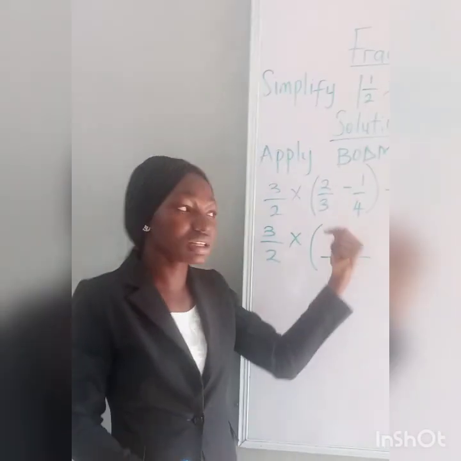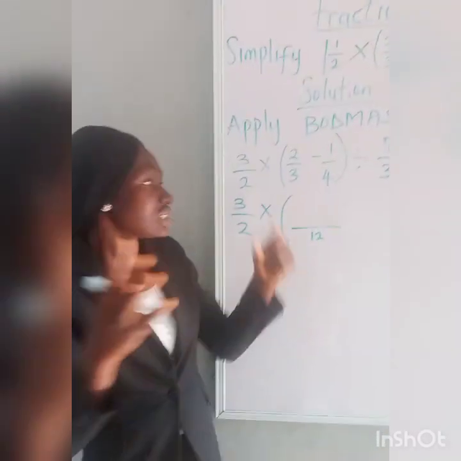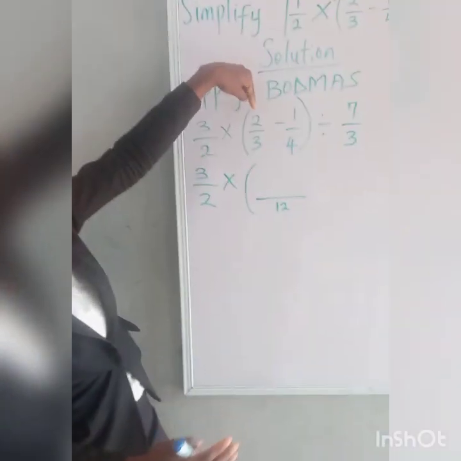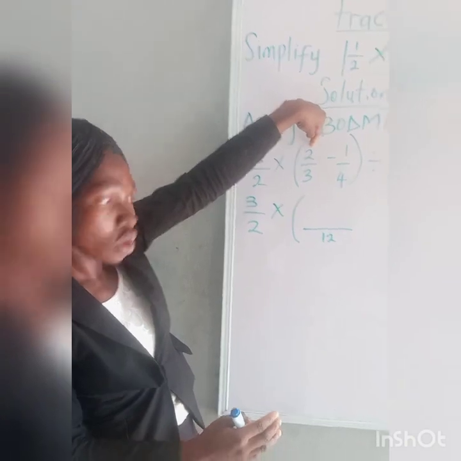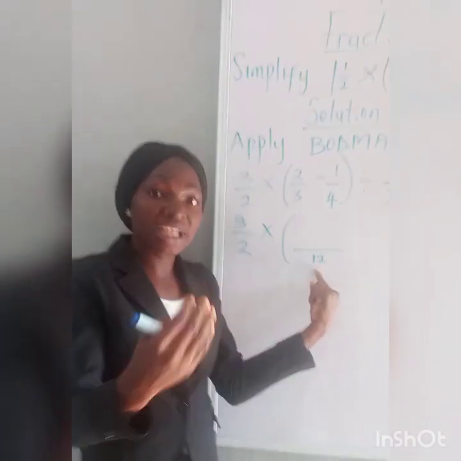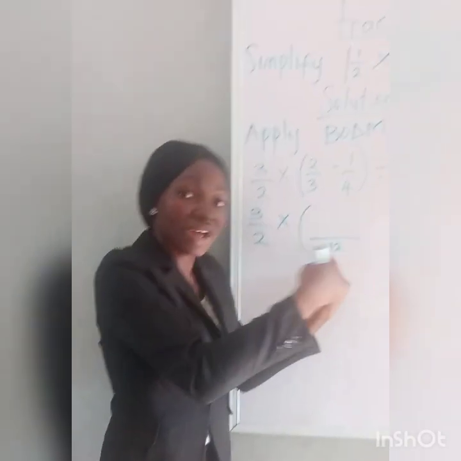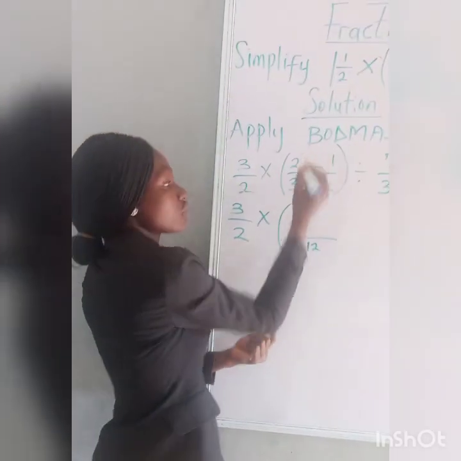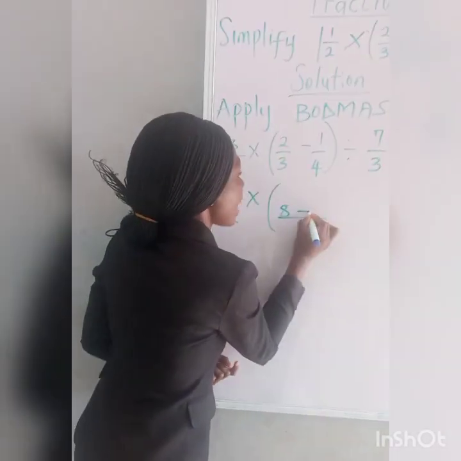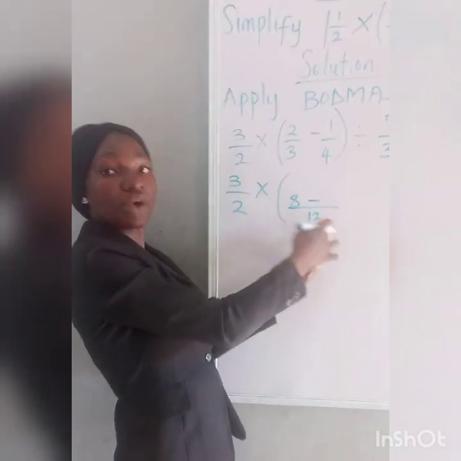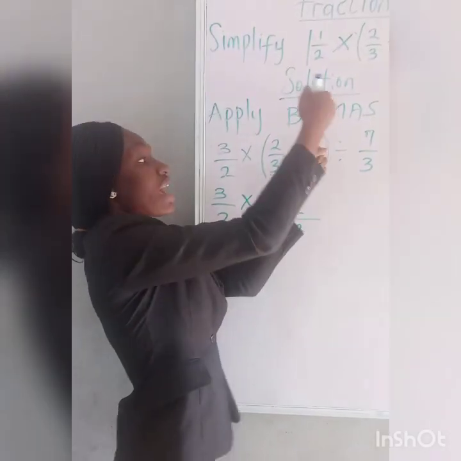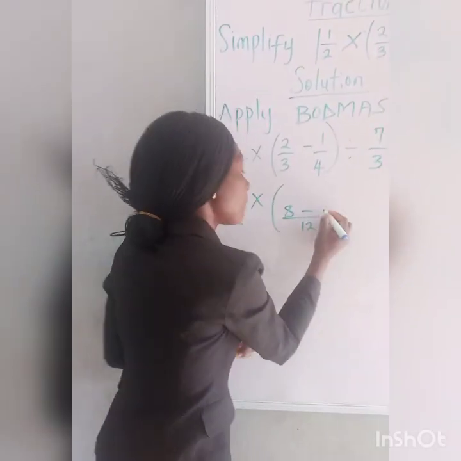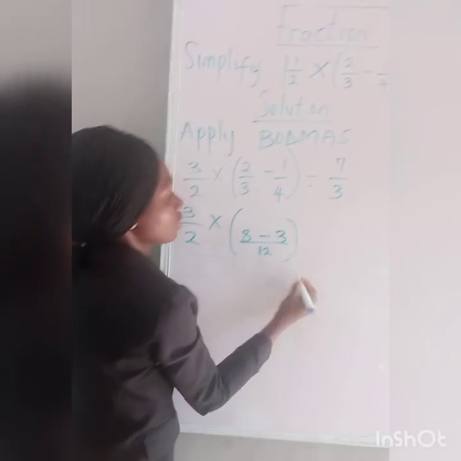3 in 12. How many 3 can you see in 12? That is 4. That answer you got, you multiply by the numerator. 3 in 12, meaning how many 3 can I go in 12? Or 12 divided by 3 gives me 4. 4 times 2, 8. Minus, how many 4 can you see in 12? 3. That is 3 multiplied by the numerator 1, that's 3.